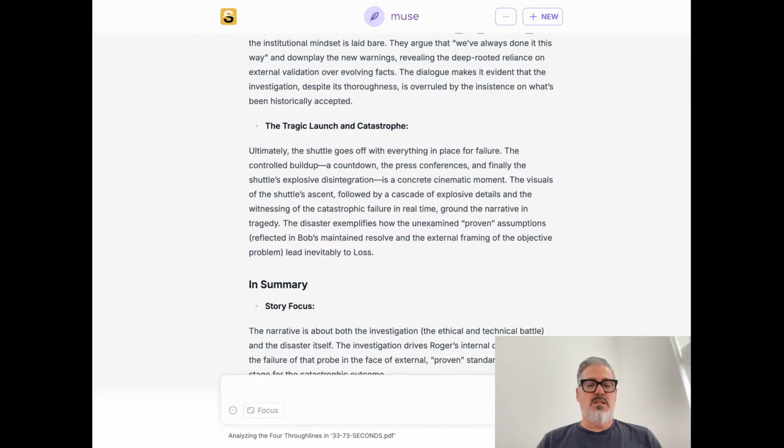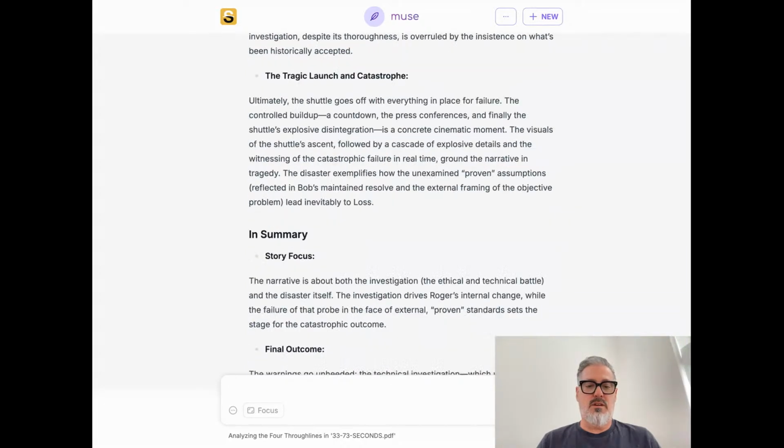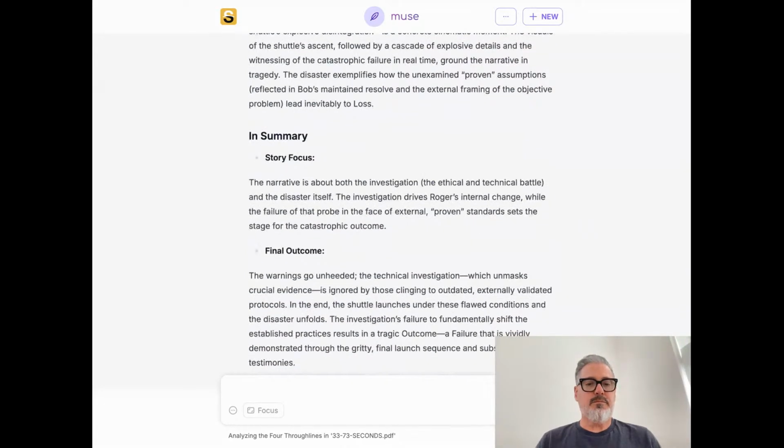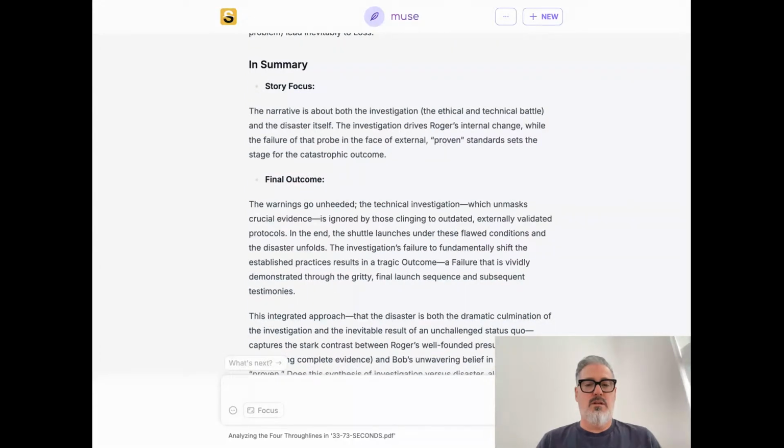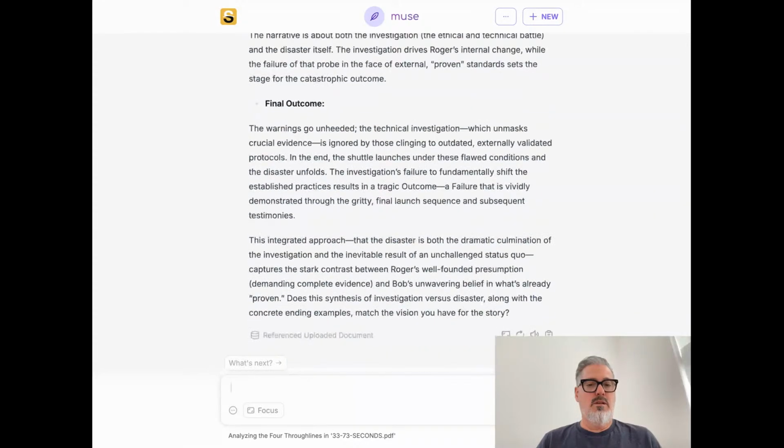The disaster exemplifies how the unexamined proven assumptions, reflected in Bob's maintained resolve, lead inevitably to loss. The narrative is about both the investigation and the disaster. The integrated approach. Okay.